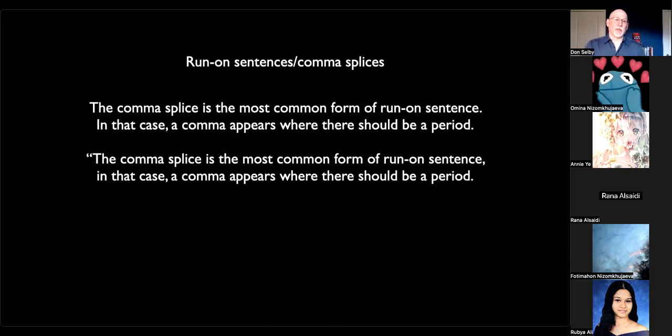What is a comma splice then? Let's start there. It's an example where a comma appears in the place of a period. So that you've reached the end of a sentence, you should have a period there, but instead there's a comma and it continues through to the next clause as if it's all one sentence. So that's a run-on sentence.